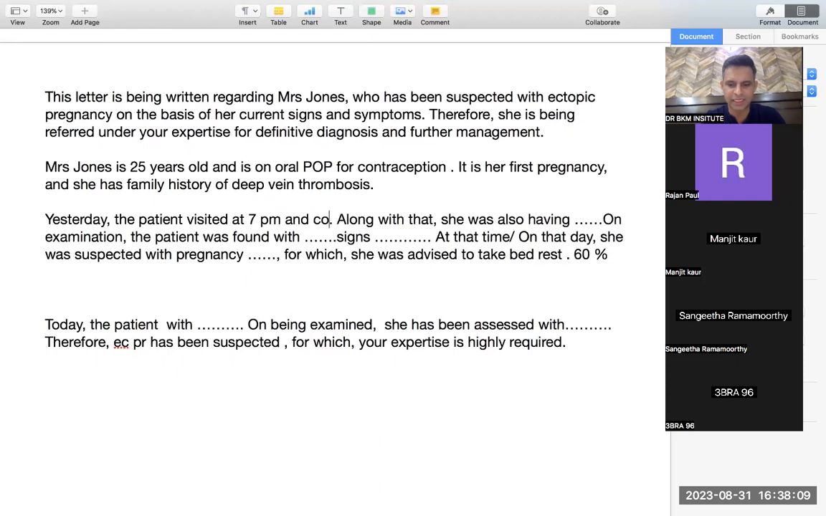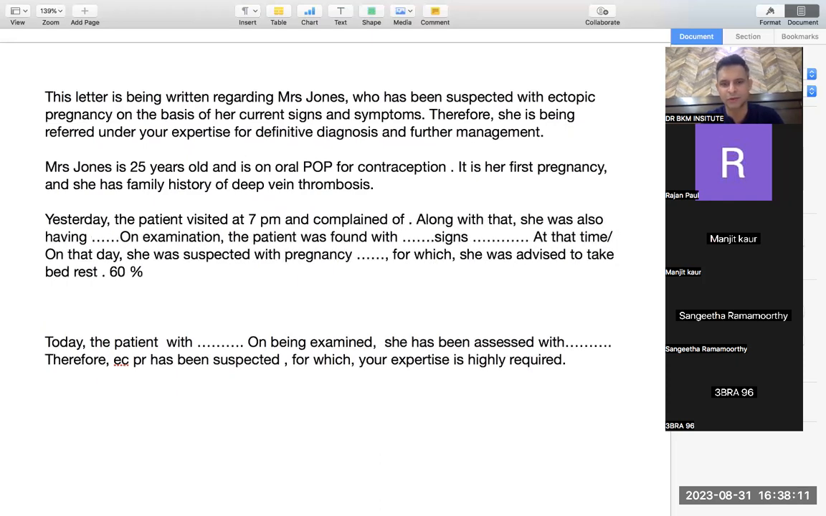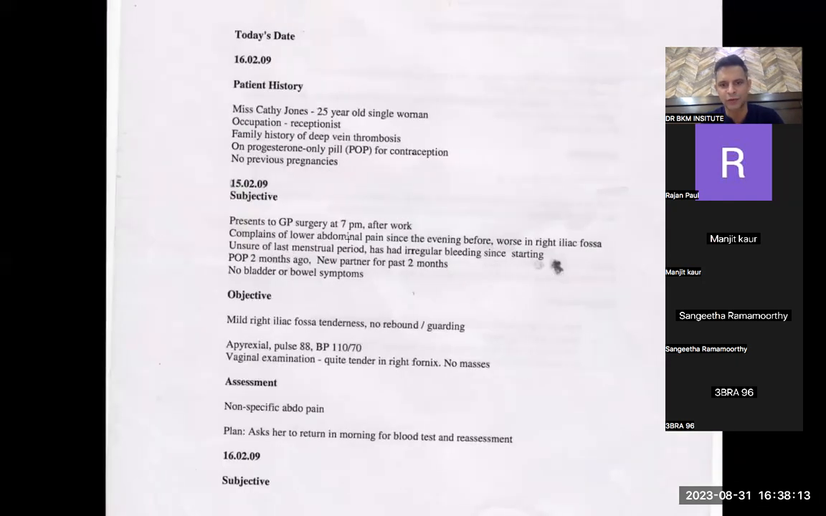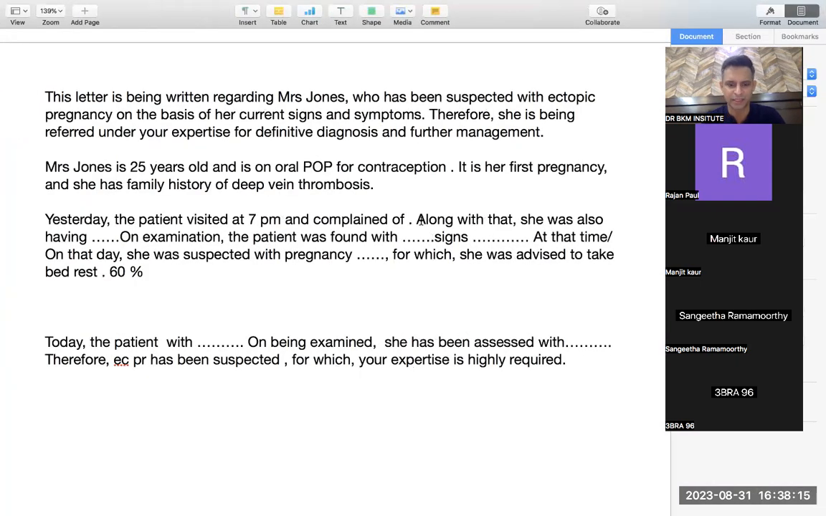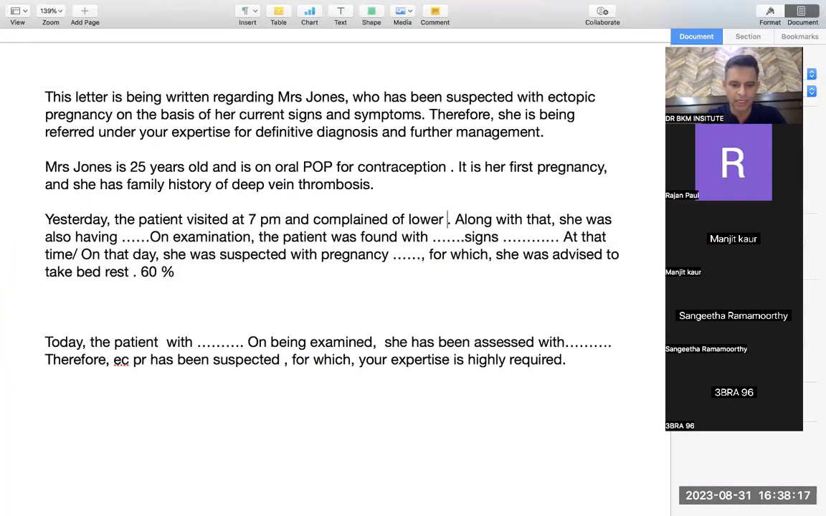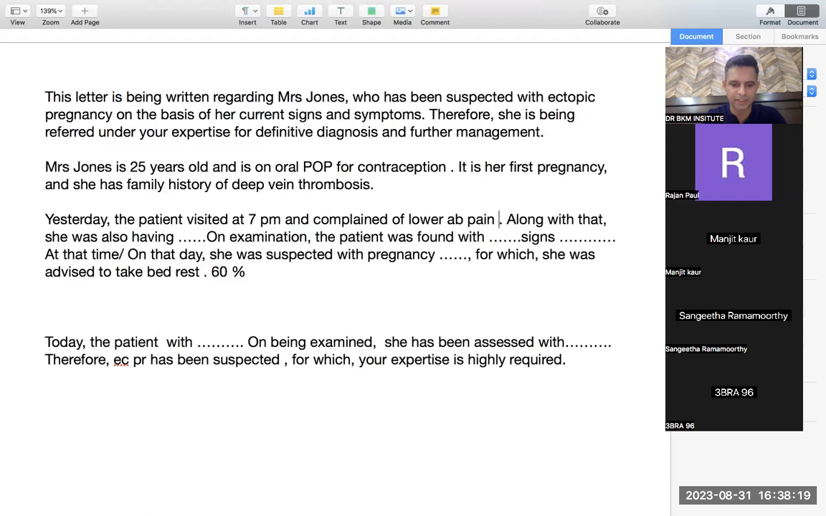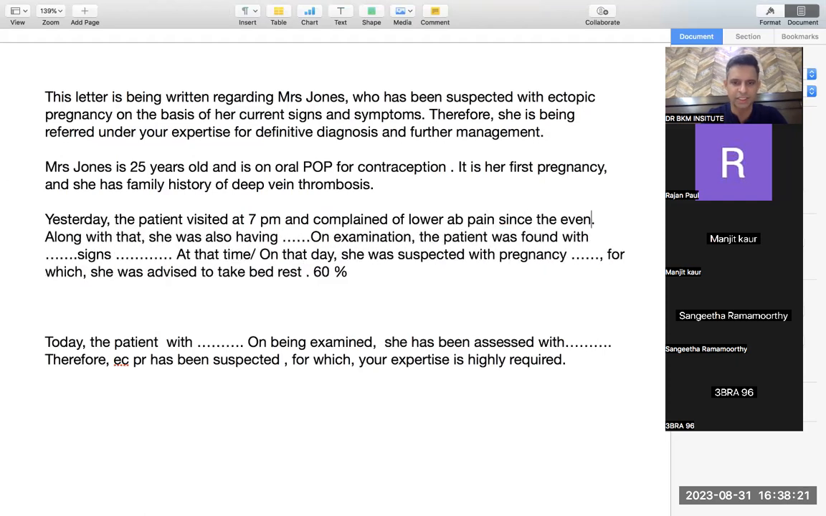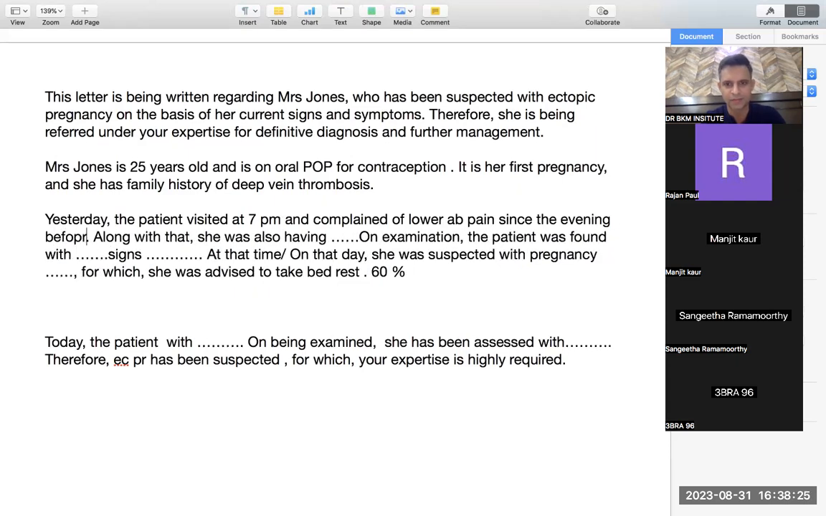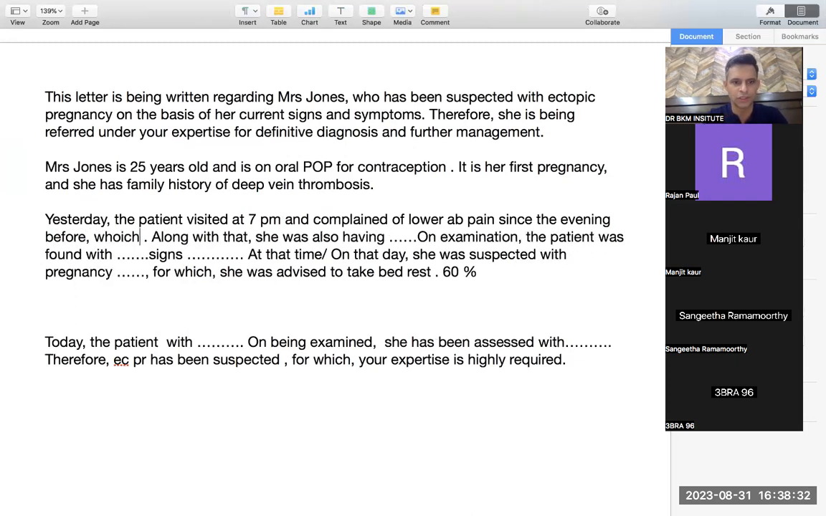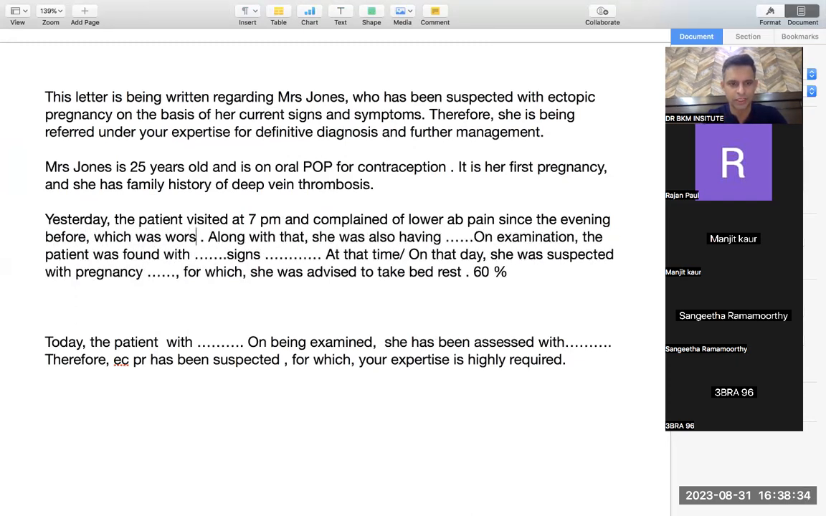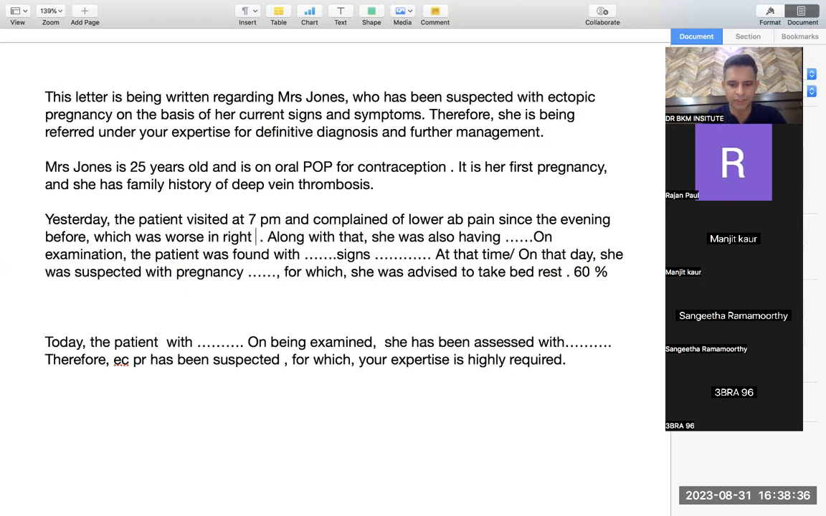Same words. That is why OET is such an easy exam. Complained of, same line. Complained of lower abdominal pain since the evening before. No changes, nothing at all. Just following the pattern, talking about the symptoms of the patient since the evening before, which was worse in the right iliac fossa. Again, no changes, nothing.